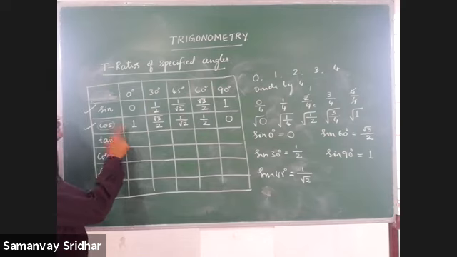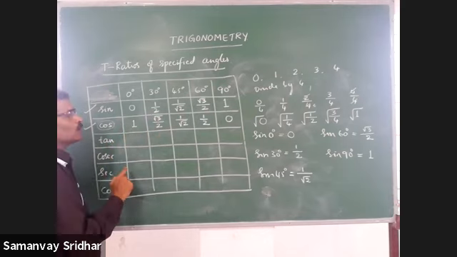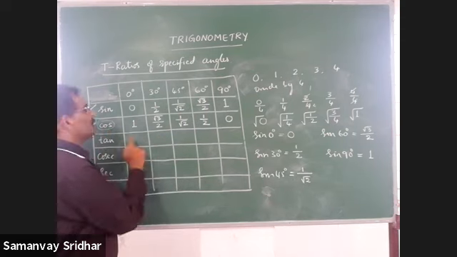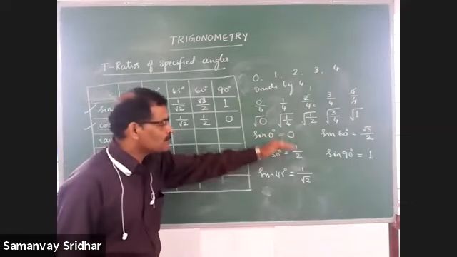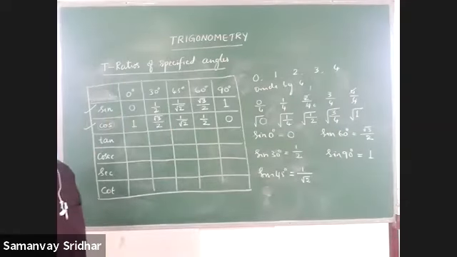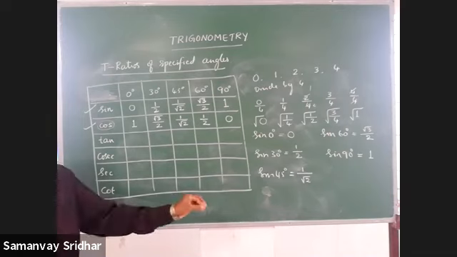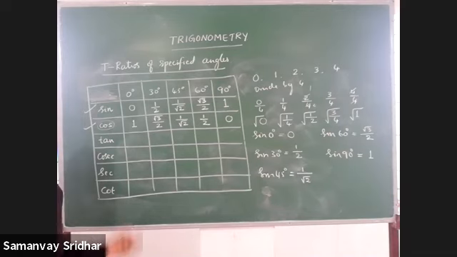Therefore, the cos 0 degree will become 1. Cos 30 is what? Root 3 by 2. Cos 45 is what? 1 by root 2. Cos 60 is what? 1 by 2. And cos 90 is what? 0. Very simple. Is it not? Just to get the values of sine, I calculated using a technique. Again, using one more technique, I just wrote that part. I just wrote the reverse order. That's all.